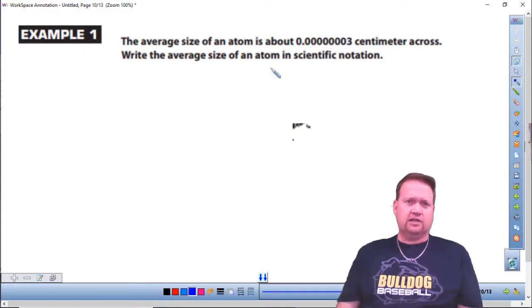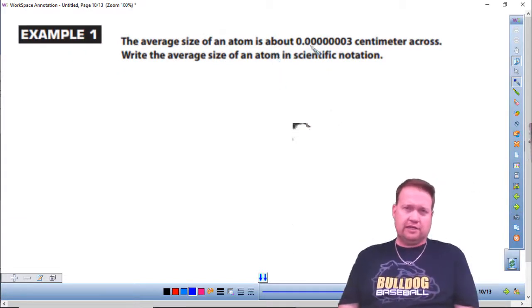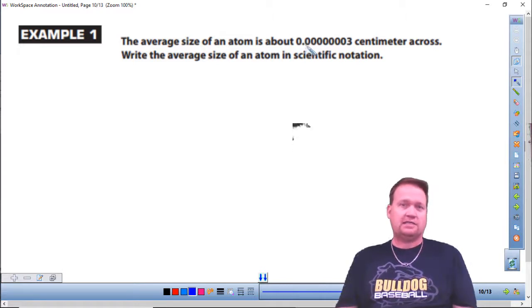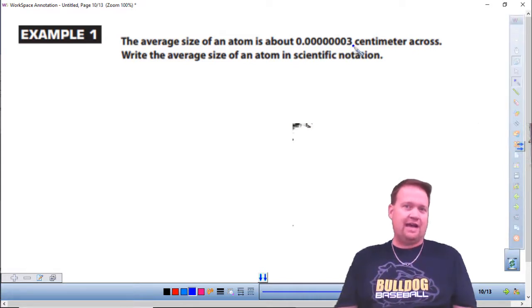Let's go take a look at this problem. We're going to turn this one into scientific notation as well. I see my decimal here, and the decimal really goes, I can't put it before the 3, it's got to go after the 3 so that I have a number between 1 and 10.